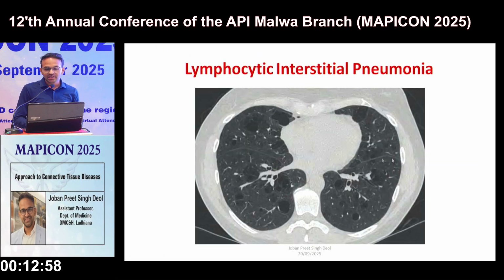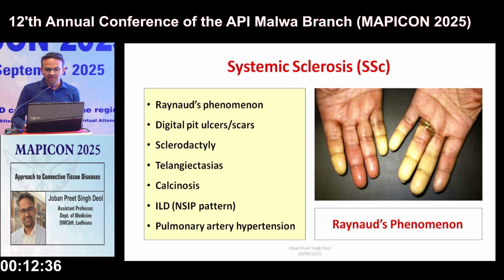Then lymphocytic interstitial pneumonia. This pattern of ILD is very specific of Sjogren's disease. There are very few diseases in which this pattern of ILD is seen. One of them is Sjogren's disease, another is HIV, third is severe combined immunodeficiency. So you can see there are multiple thin-walled cysts involving bilateral lung parenchyma. So this is very classical for Sjogren's disease.